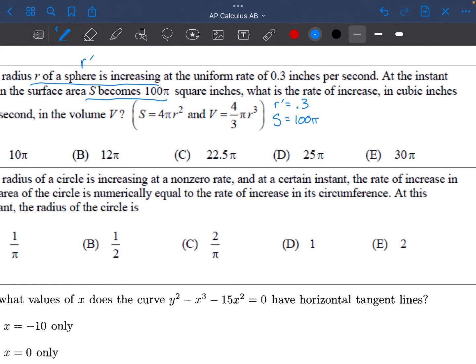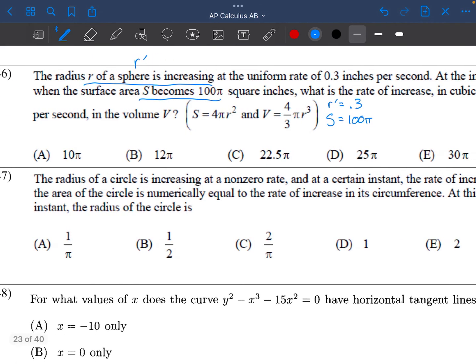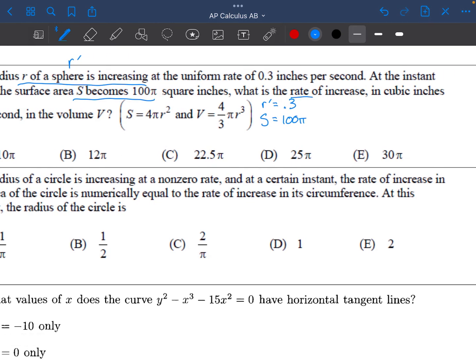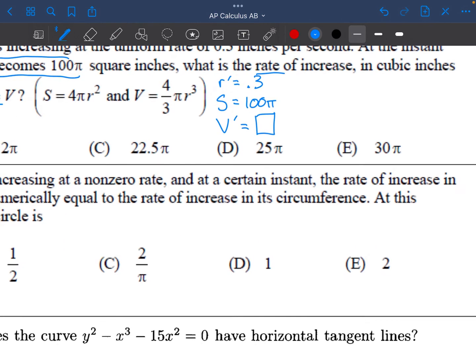What is the rate of increase in cubic inches per second of the volume? So if it's a rate of the volume, then that's talking about V prime, capital V prime. That's what we're after. I'm going to leave that as our empty box, or you can say question mark. That's the thing we want to try to solve. And it gives us some formulas, and I have a feeling we're going to use both of those. The first thing I'm noticing is that we have S, and there's an S right here, and the only unknown variable is an R, so we can solve for R by using this equation. I think that's what I'm going to do first.